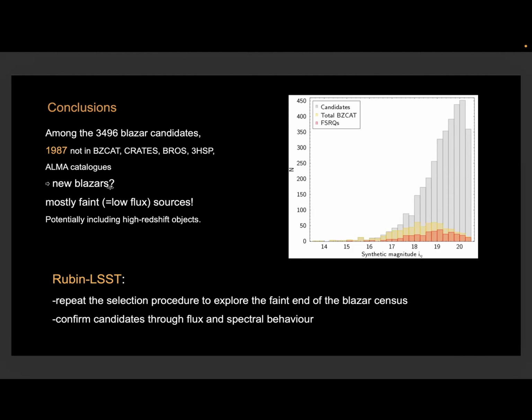Of the remaining sources, we have about 2/3 objects which look like flat spectrum radio quasars, and 1/3 that look like BL Lac objects. But we have still to go on with validation.